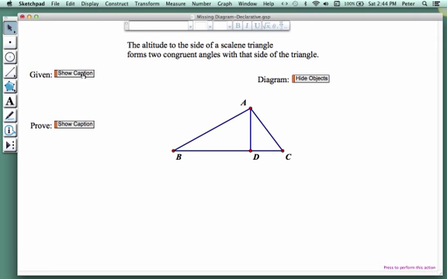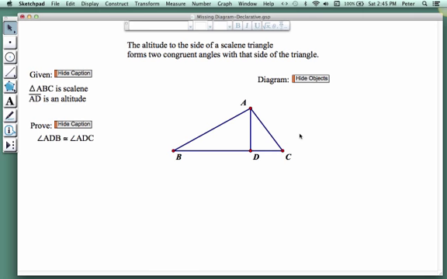So now I'm going to write out my givens in terms of the diagram. So triangle ABC is scalene and AD is an altitude. That restates what I was told in the subject portion of the sentence. The proof is going to come from the predicate. And that means that two congruent angles are going to be formed, those being ADB and ADC. All right, we'll save the proof until later.